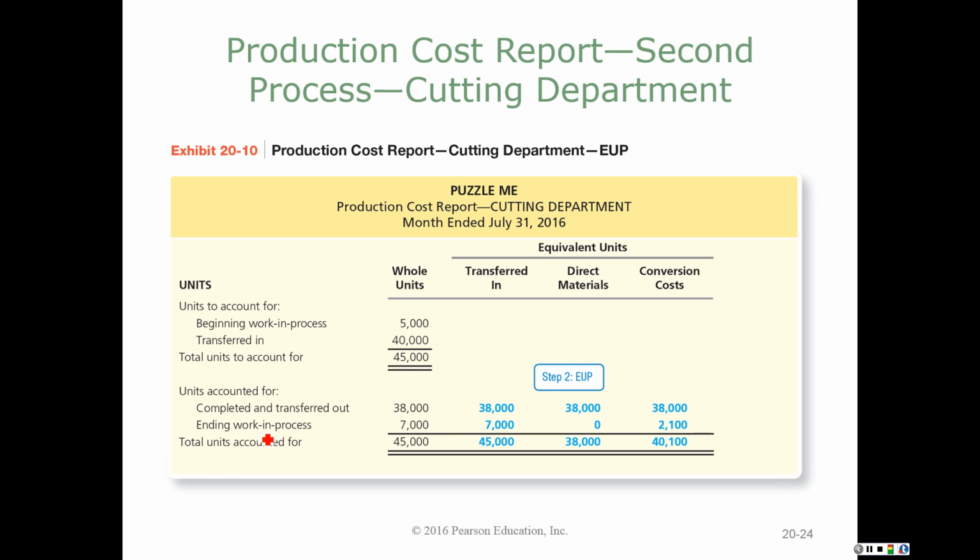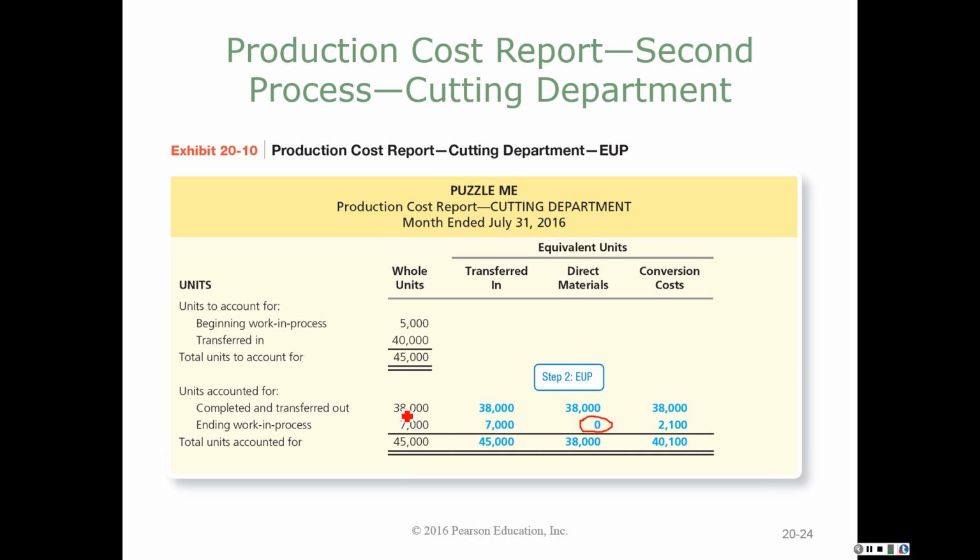On the 7,000 that were still in work in process, notice it says that there are 0 equivalent units when it comes to materials. If you look back at your text, it tells you that in the cutting department, the only materials that are added to this process is the box. The puzzle, the cardboard, the picture, all of the materials from the assembly department are here. All of those costs are here in the transferred in cost. So the only materials that were taking place in the cutting department are the boxes, and the boxes are not added until the end.